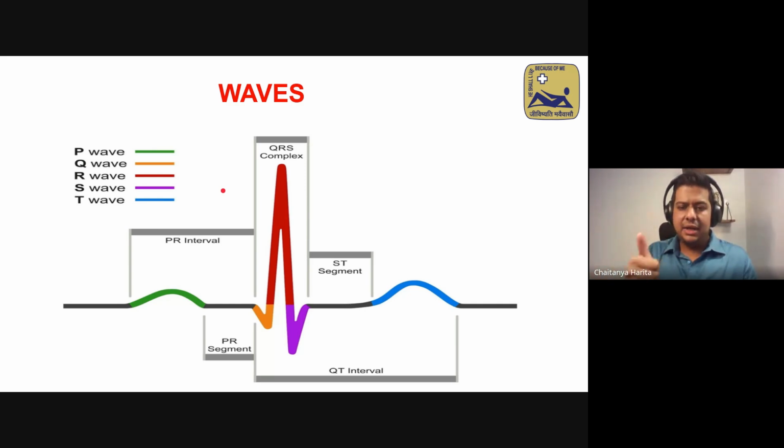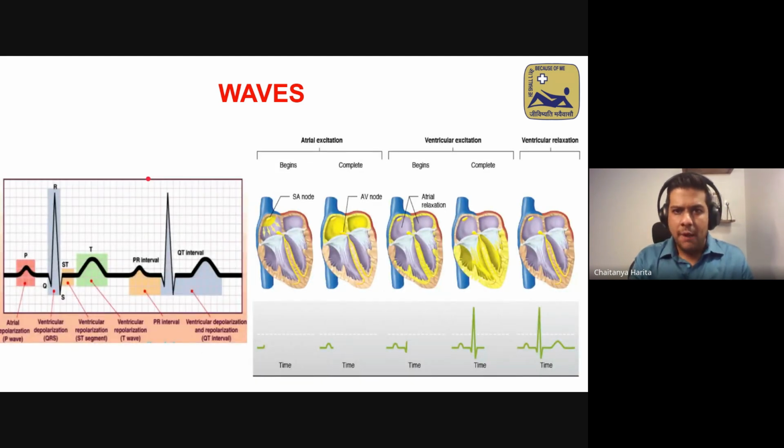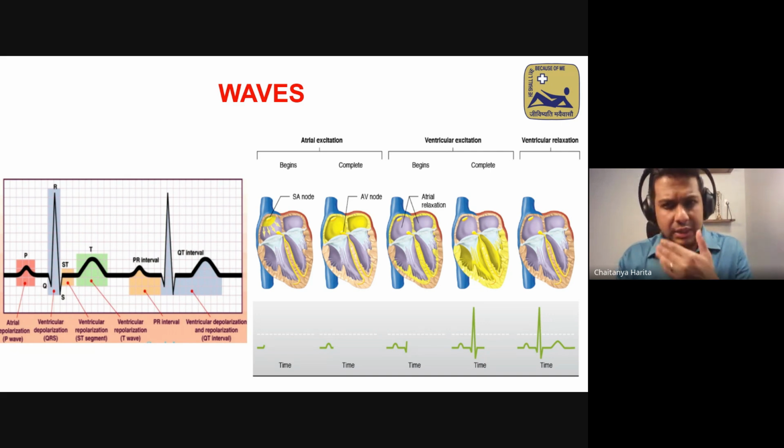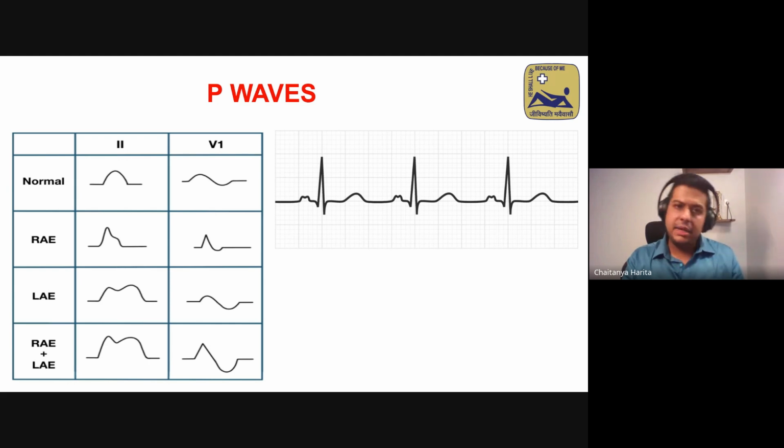So P wave, electrical atrial depolarization or atrial electrical activity. QRS, ventricular depolarization or electrical activity. T wave, ventricular relaxation or repolarization. So as I showed you in the first ECG, this is what they correspond to. The P wave corresponds to both atria getting stimulated. The QRS corresponds to the bundle of His stimulating both ventricles through the right and left bundle and the Purkinje fibers, and the T wave is the ventricular repolarization.